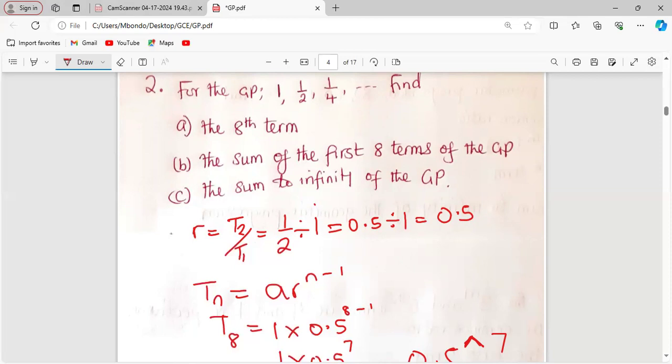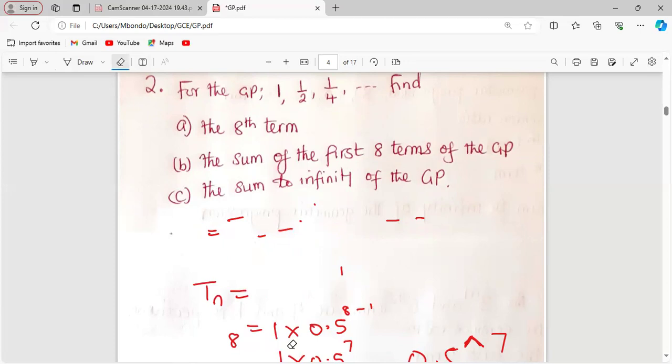Okay, so let's skip B for now. We go to C in the interest of time.